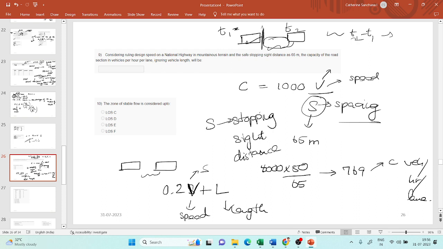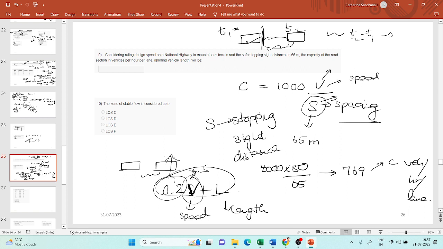So this is the minimum spacing that is required between two vehicles. Either this S can be that value, the S that we are talking about here can be the stopping sight distance, or it can be calculated using this formula, which is 0.2 times V plus L. This is similar to what I said. The vehicle will be traveling at V speed for 0.2 seconds. This assumption is 0.2 seconds.